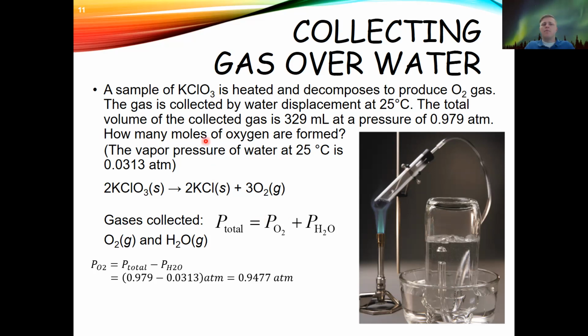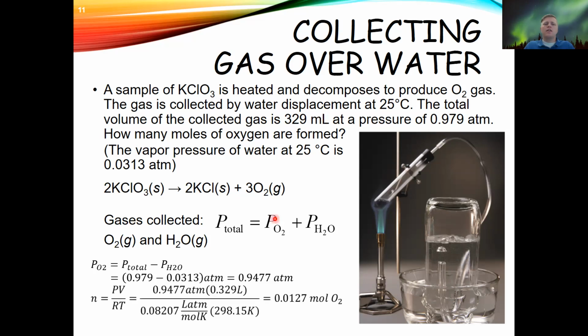Then of course it asks how many moles of oxygen are formed. So now that we know the pressure here, we know the temperature, and we know our volume, we can just use the ideal gas equation, solve for the number of moles, and plug in numbers. Of course, you'll notice we converted from degrees Celsius here to Kelvin. Other than that, everything just goes in as is. Oh, sorry, we also had to convert from milliliters to liters here. If you use milliliters, you'll get a much bigger number. And we find that we made 0.0127 moles of oxygen gas.